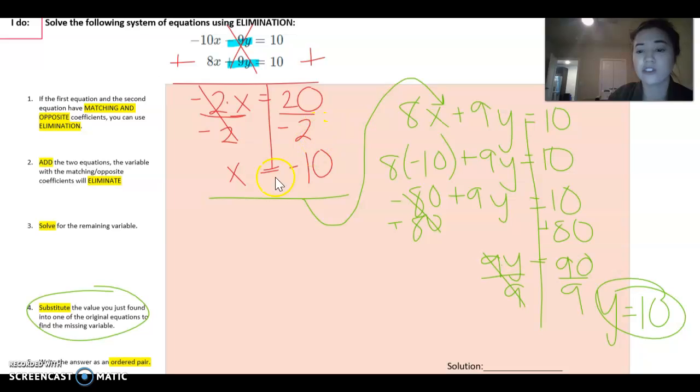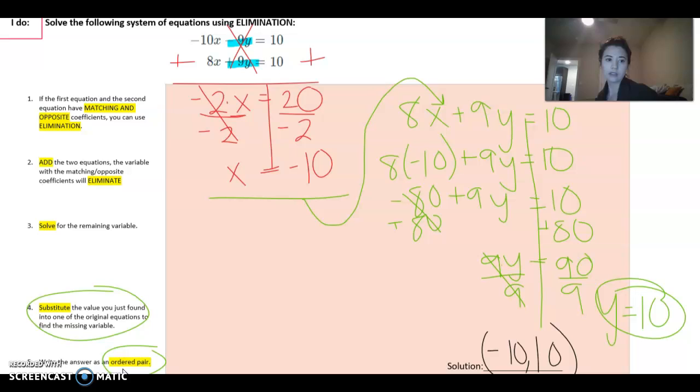And then again, just like last time, just like with graphing and like with substitution, we end it by writing as an ordered pair. So I'm going to write my x, which is -10, comma my y, +10. Okay, if you need to pause it and get this down, take the time, pause me, and get this down. Don't rush it. I want to see this completely filled out.